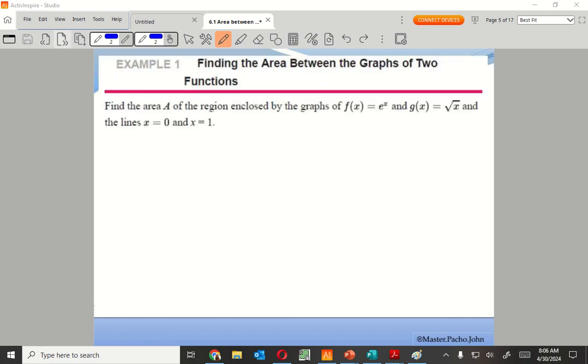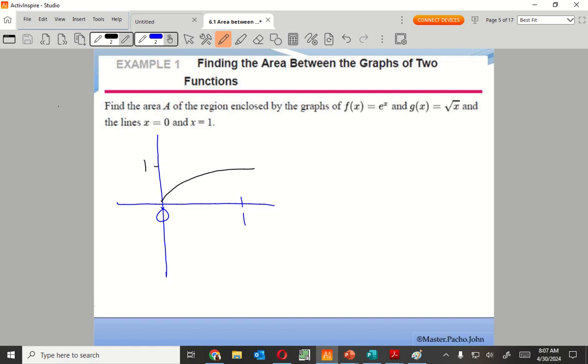Find the area A of the region enclosed by the graphs of e to the x and square root of x and the lines x equals 0 and x equals 1. If I were to take a look at this, I would start here, so x equals 0 and x equals 1. Square root of x is going to look something like this, and I'm going to start with that one. Square root of x looks like this, and that goes to 1.